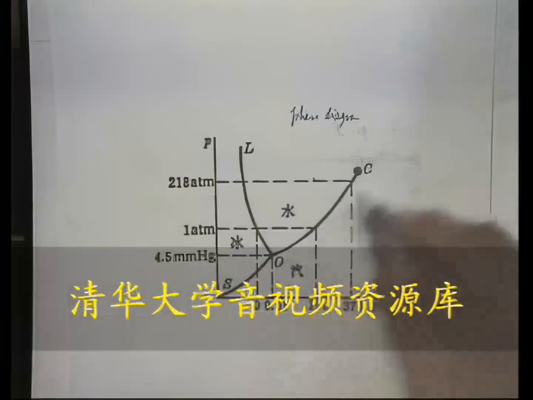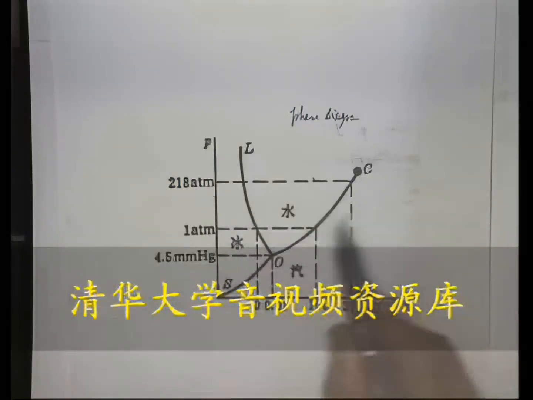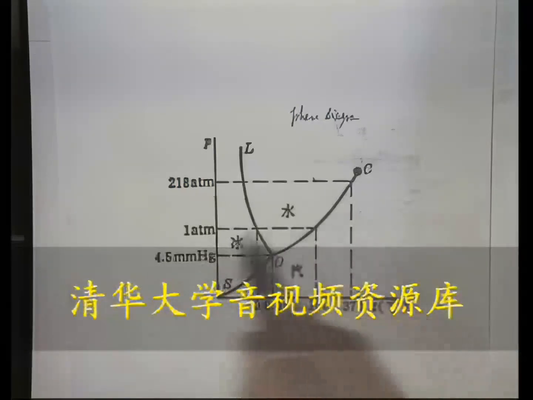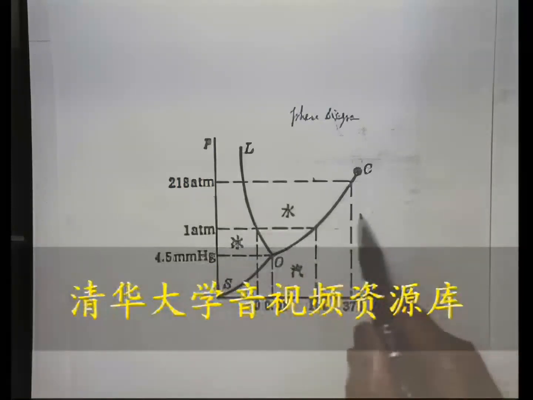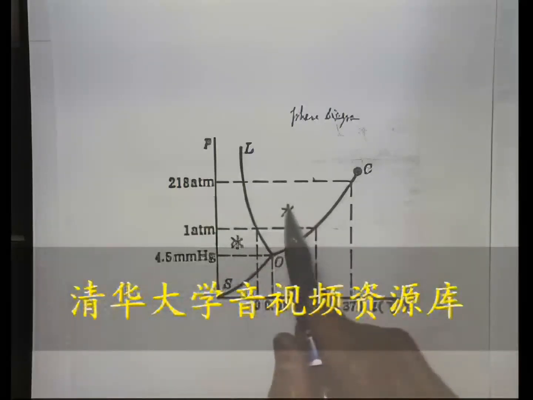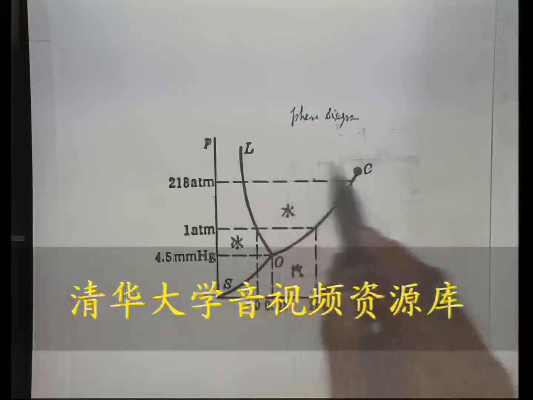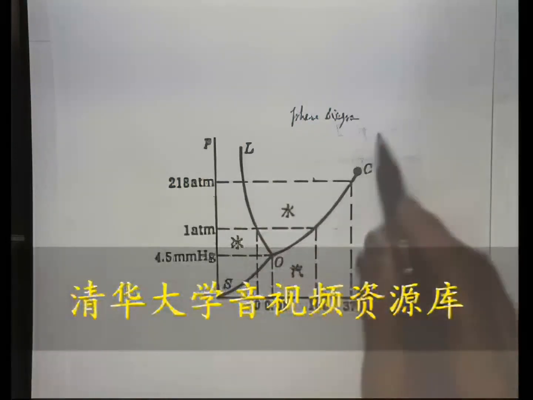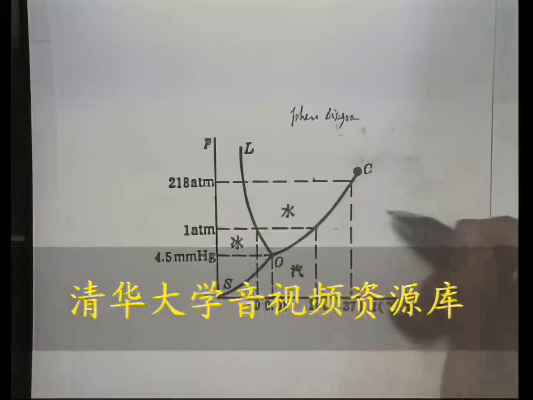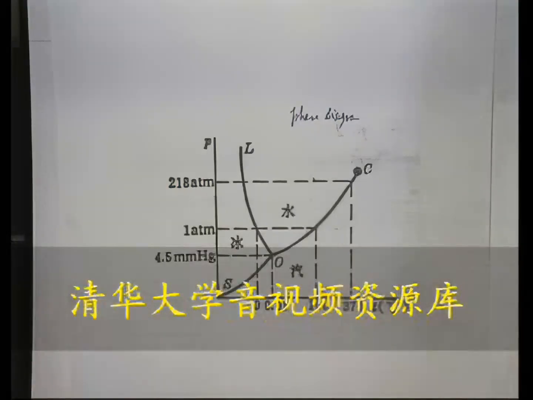But this line terminated at this point. What that means is, if you are at this point, you have at this pressure, gas, liquid, and solid transition is like what we usually know at 1 atmosphere. But if you go above this point, there is no transition. What that means is that you can go from gas to liquid without a phase transition.